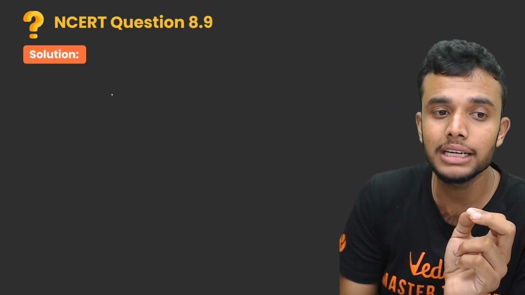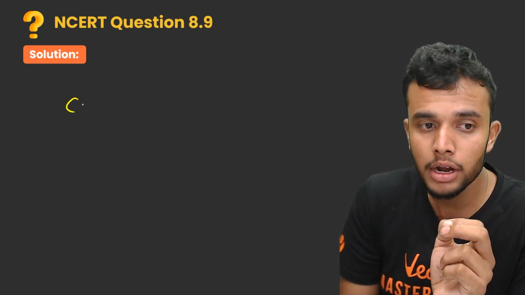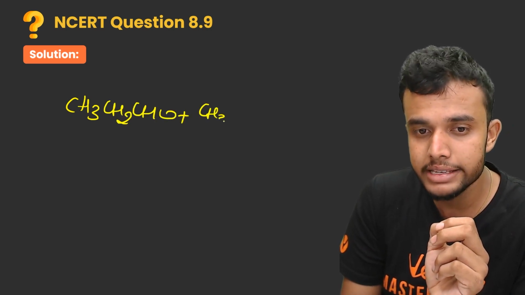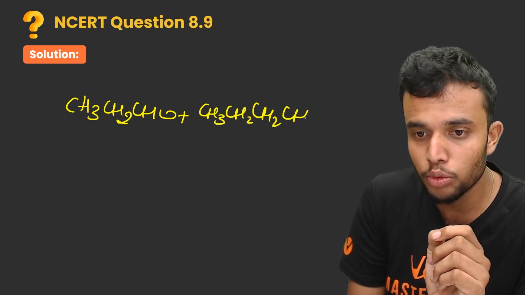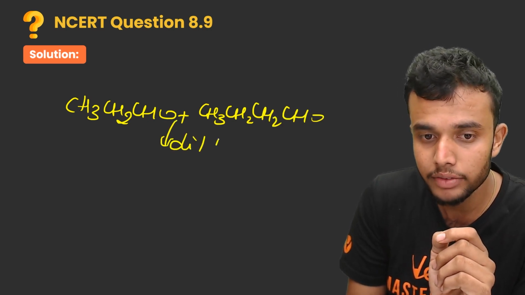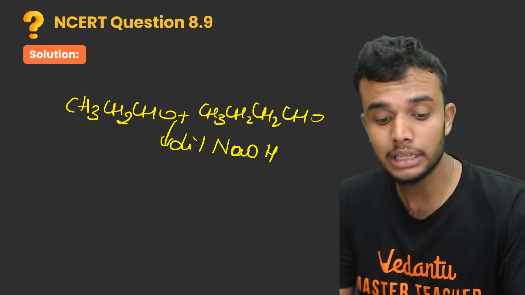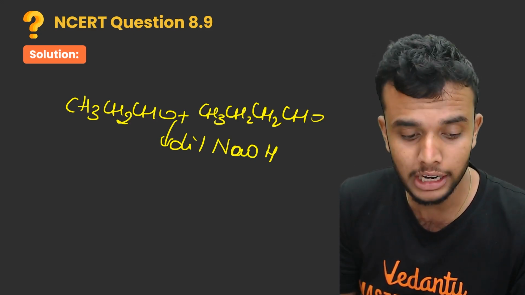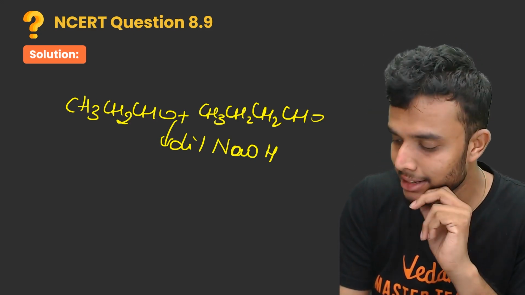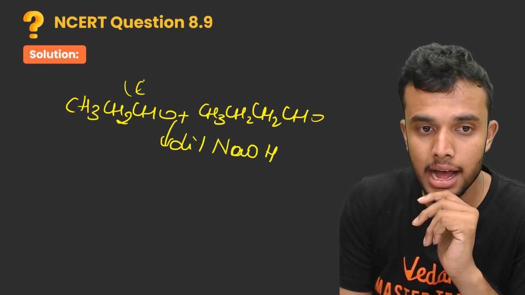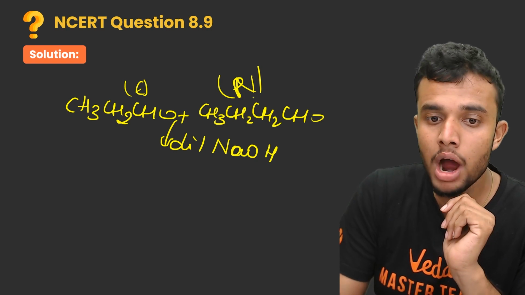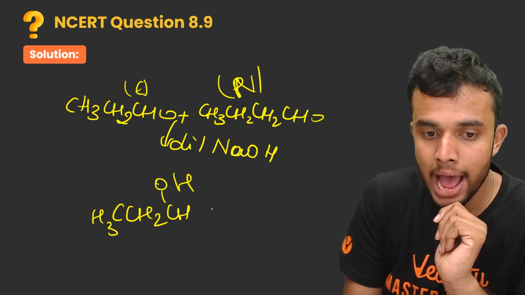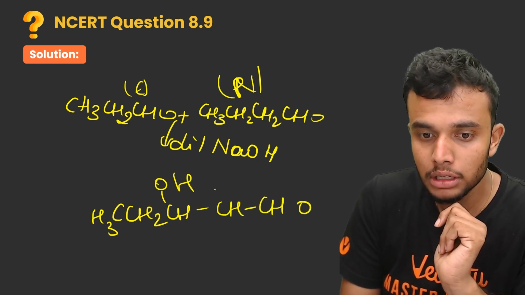Next one is the aldol condensation reaction between propanol and butanol. Propanol is nothing but CH3CH2CHO plus CH3CH2CHO in the presence of dilute NaOH, right? But students, here the choice of electrophile and nucleophile is different for the 2 conditions. In the first condition, this acts as an electrophile and this acts as a nucleophile. What will the product become? The product becomes CH3CH2CH(OH)CH(CHO)CH2CH3.